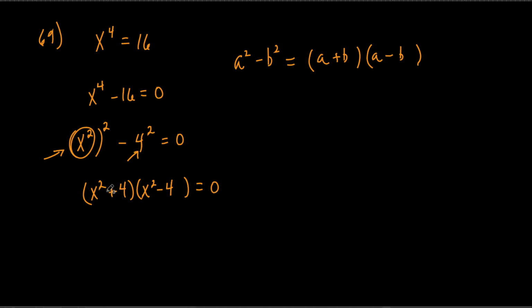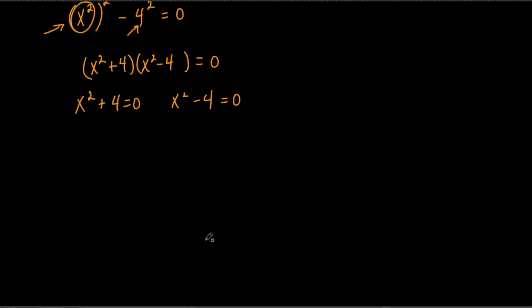Let's keep going. It's two things being multiplied together, and my answer is 0. So what I have to do, just like I did in the other problem, I have to set them both equal to 0. So I put x squared plus 4 equal to 0, and then I've got x squared minus 4 is equal to 0. And now we just continue. I'm going to scooch this up. We're going to continue and get x by itself. We're going to solve for x.